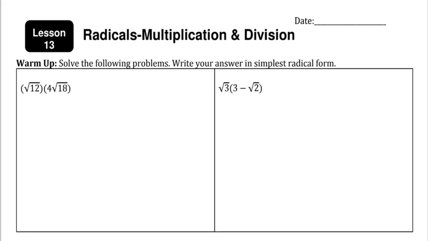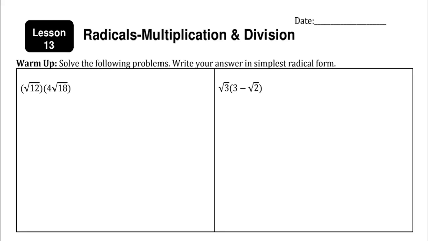To solve the problems, write your answer in simplest radical form, which means I can't put these in my calculator because most likely I will get an irrational decimal, a decimal that will go on forever and ever with no pattern. So I need to be able to know the rules for multiplying radicals to get the answer correct.